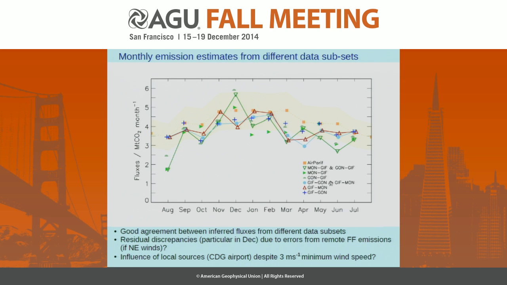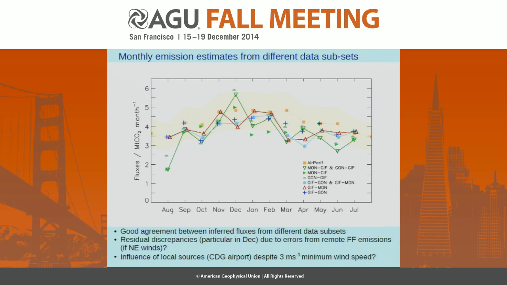Now I come to more sensitivity tests. These are the monthly estimates from different subsets. I selected the subsets according to the wind direction as well as to the individual sites. On the greenish lines, you see the case when we use the gradients to Gif, which means when the winds are from the southwest. This reveals a nice seasonal cycle with highest emissions in December and lowest emissions in the French summer months.